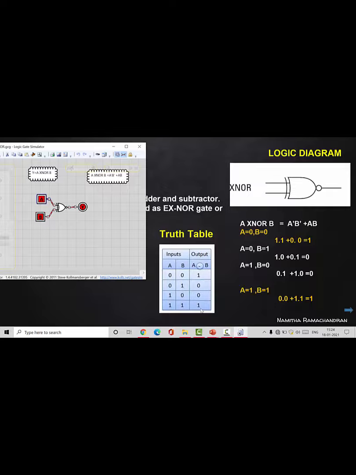1 as an output. But in case of XOR, if both are equal, then it generates 0. And if A equal to 1, B equal to 0, or B equal to 1 and A equal to 0, in that case XOR generates 1. So just the reverse of XOR is XNOR. And this is the simulation corresponding to our XNOR gate.